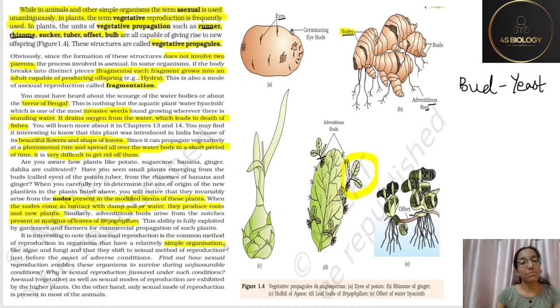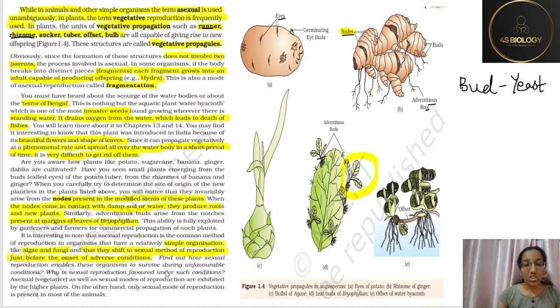So as I already told, simple organisms reproduce by asexual reproduction, just like algae and fungi, and they shift to the sexual method of reproduction just before the onset of adverse conditions. When they are in favorable conditions, they reproduce by asexual reproduction. When adverse conditions are about to start, before it starts, they will turn into sexual reproduction.